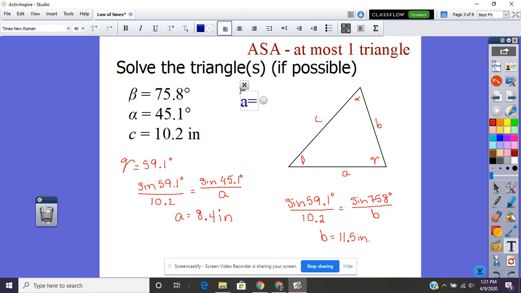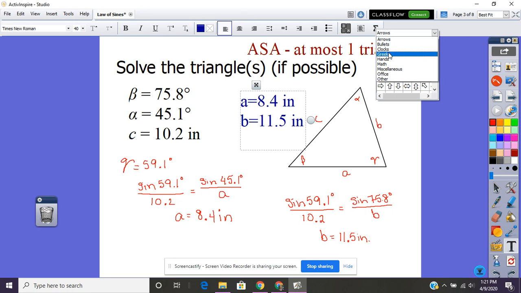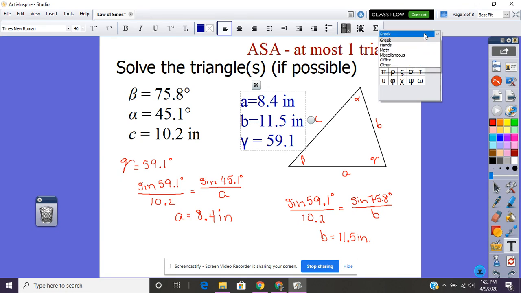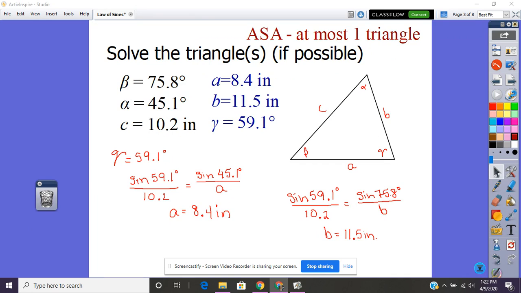we're going to have A equaling 8.4 inches. B is going to equal 11.5 inches. And gamma, so let's go to our Greek letters here. Gamma is going to equal 59.1 degrees. So that's going to be our final answer on this one. All right, so there's our final answer.